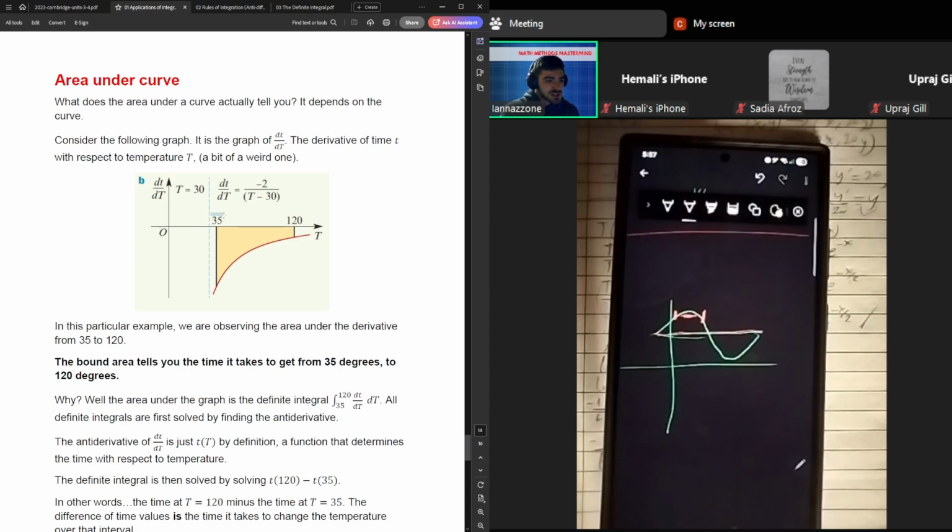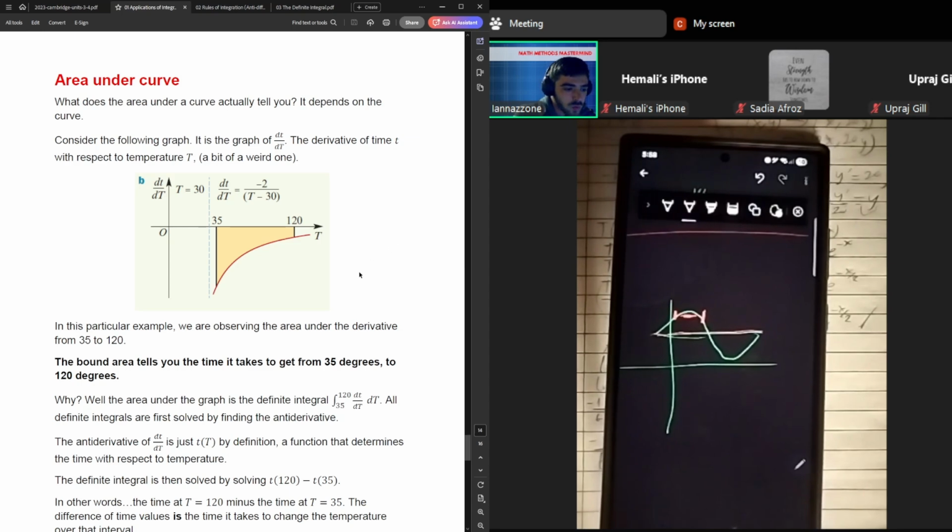So in this case, we're observing the area between 35 and 120. If you remember what our x-axis is, it's temperature, because capital T is for temperature here. So from 35 to 120 just means temperature values of 35 and 120 respectively. If you think about how you grab this area, the first thing you do is a definite integral, which means you have to anti-differentiate.